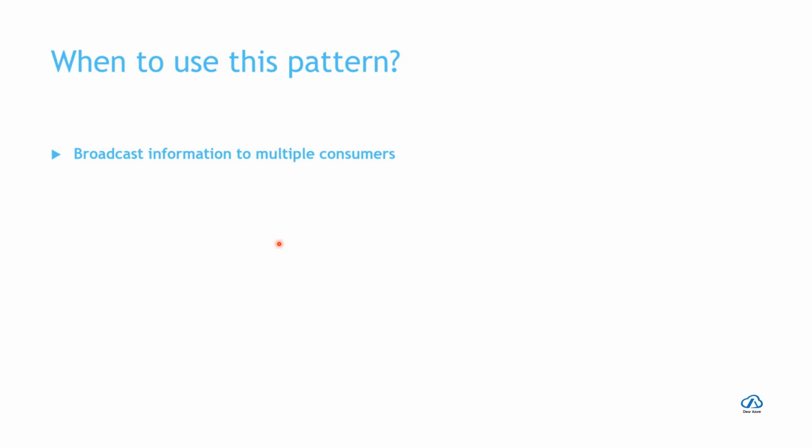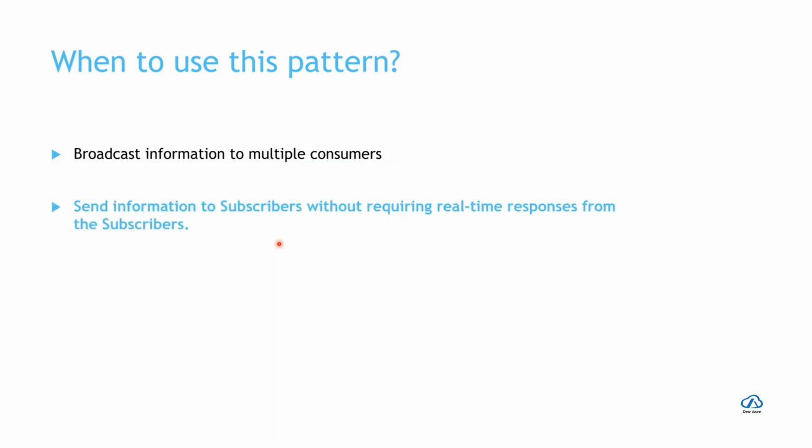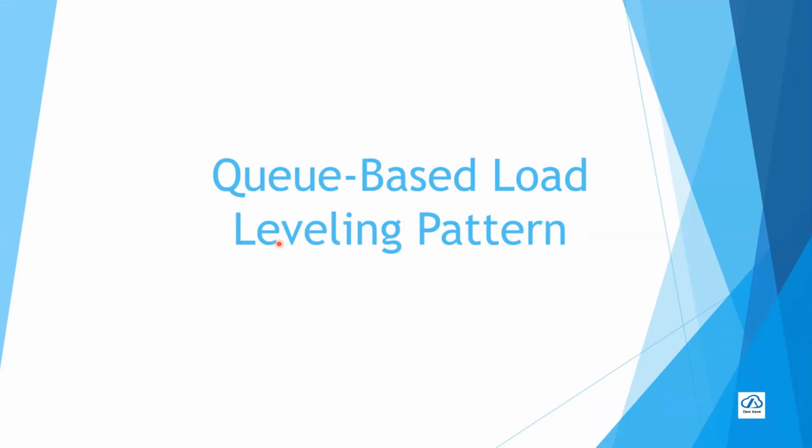So use this pattern when you want to broadcast information to multiple consumers at the same time without the need to deploy multiple infrastructure or make application code changes every time a new consumer comes in. Also, it's used when the subscriber doesn't require a real-time response from the consumer. Like you send and forget messages, not waiting for a real-time response to come back. So that's the second pattern we have talked about for today.